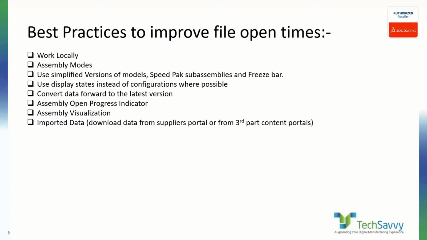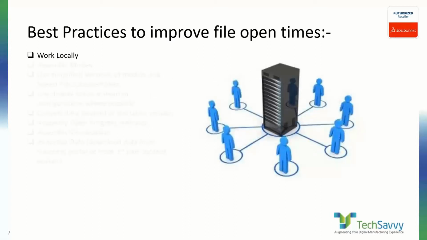So let's start with work locally. Opening and saving files over a network is slower than opening or saving files locally. Depending on your network and load at any given time, it can be much slower. Even if you keep and maintain documents on a central server, it is more efficient to copy the file locally, make your changes, and then copy the file back, simply than working over the network. This is what many PDM systems do.